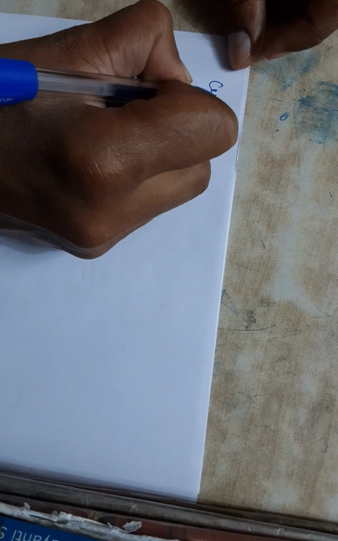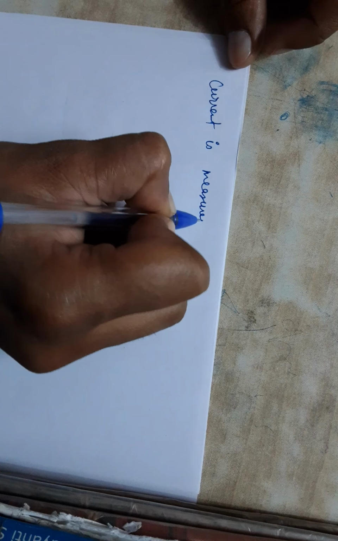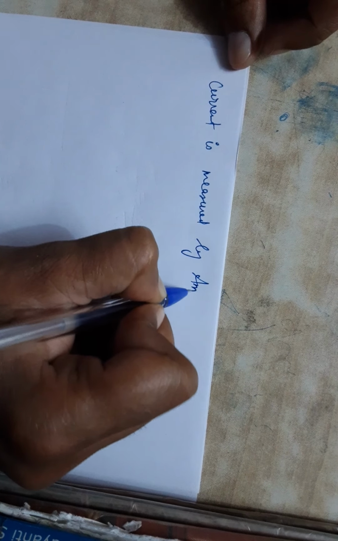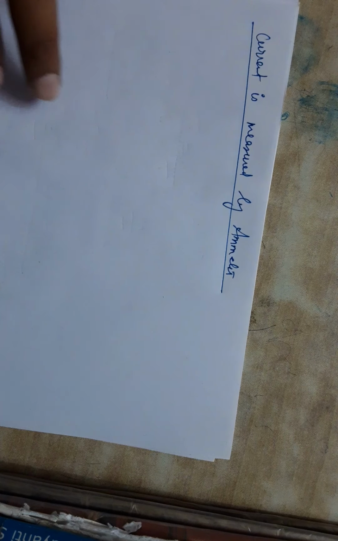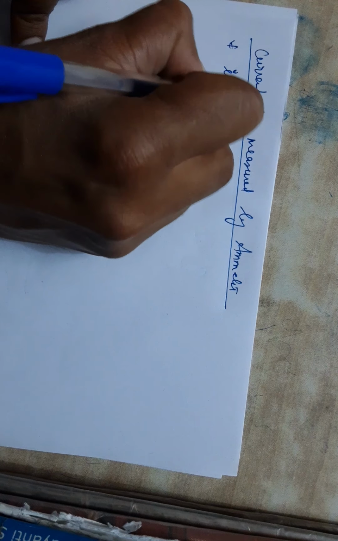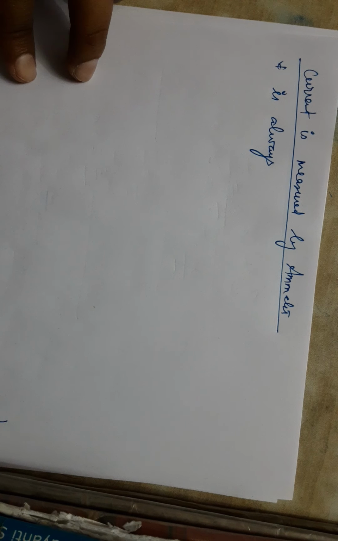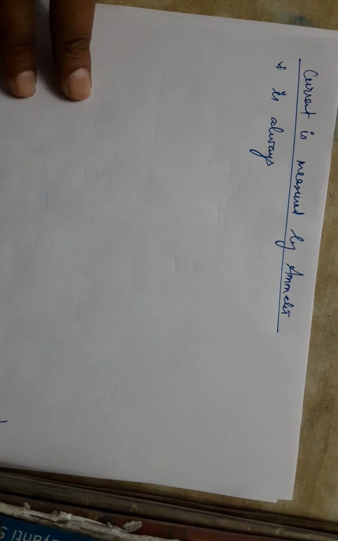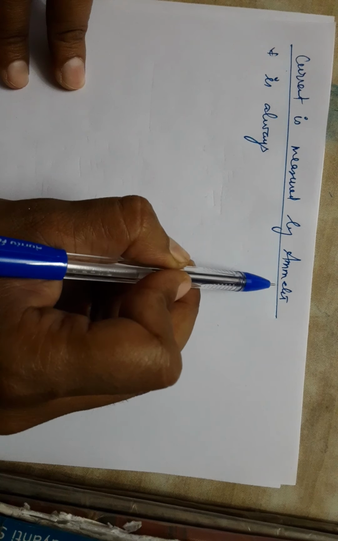Now current is measured by an ammeter. To measure current, we make use of an ammeter. The ammeter is always connected in series. What series and parallel connections are, we will see in upcoming topics. For now, current is measured by an ammeter.